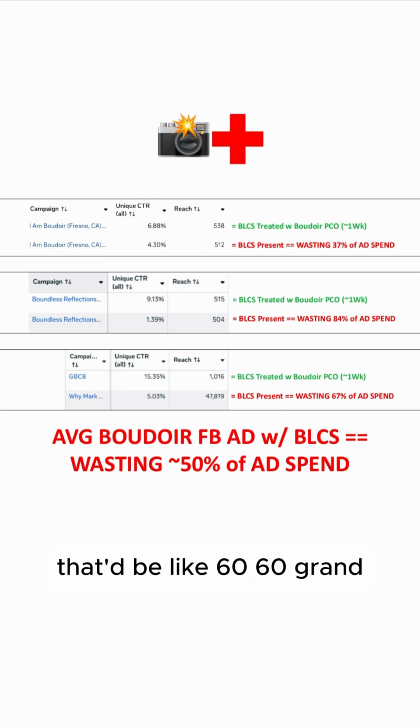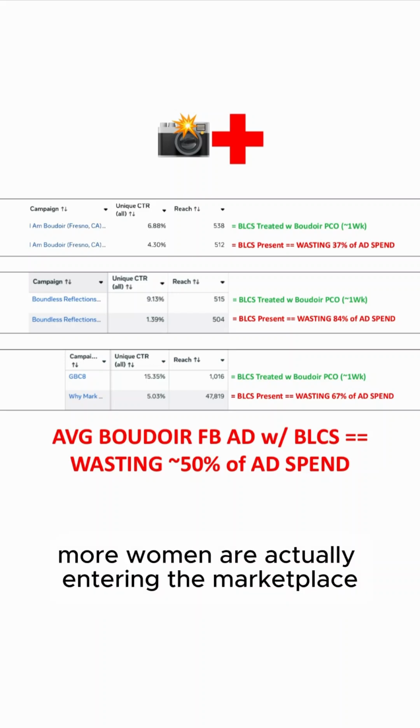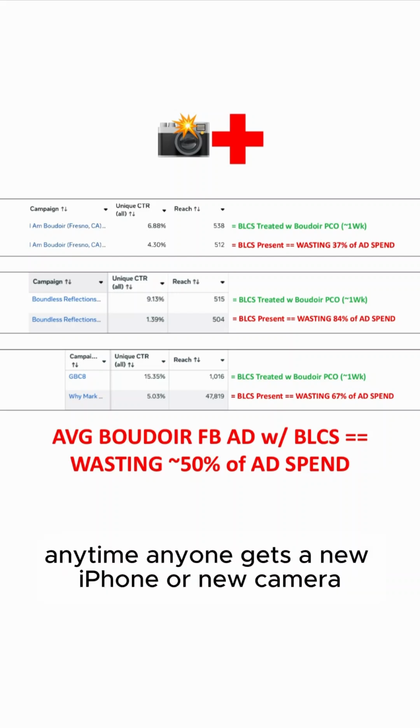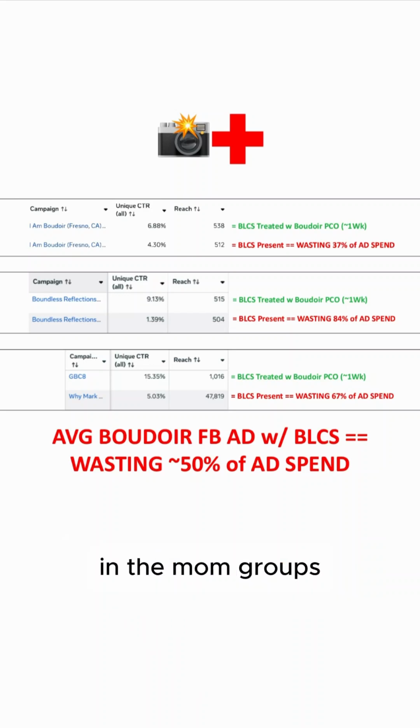Approximately, and on average that'd be like 60 grand over the next year, because you see more and more market saturation over time. More women are actually entering the marketplace to become boudoir photographers. Seems like anytime anyone gets a new iPhone or a new camera, they're popping up on Google Maps and in the mom groups.